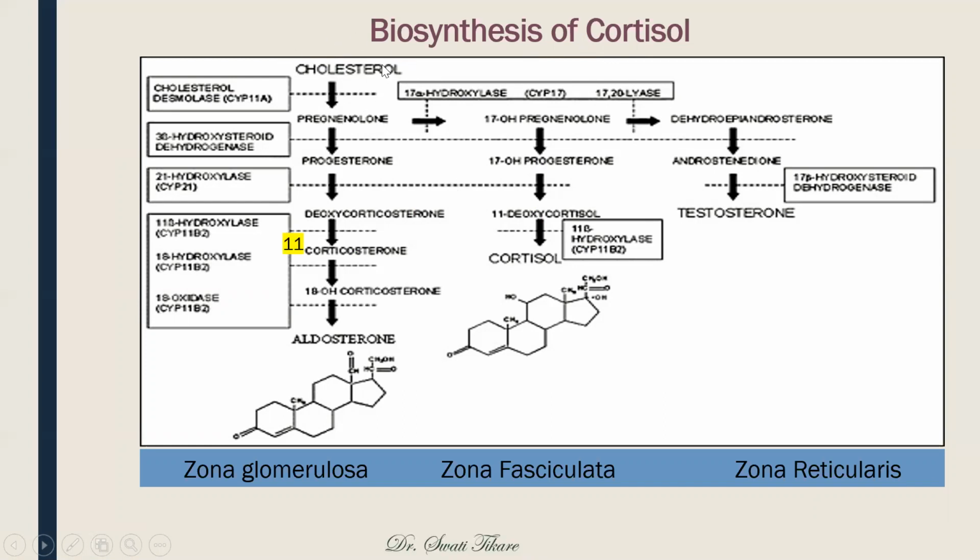The cholesterol is converted into pregnenolone by cholesterol desmolase. This particular action can happen only in zona glomerulosa. Cholesterol itself cannot be used either in fasciculata or reticularis. This step of converting it to pregnenolone can happen only in zona glomerulosa because this enzyme, cholesterol desmolase, is present only in this place. Also, one more important factor for its conversion is the presence of ACTH. Only in the presence of ACTH and this enzyme, this is a rate limiting step, that is conversion of cholesterol to pregnenolone.